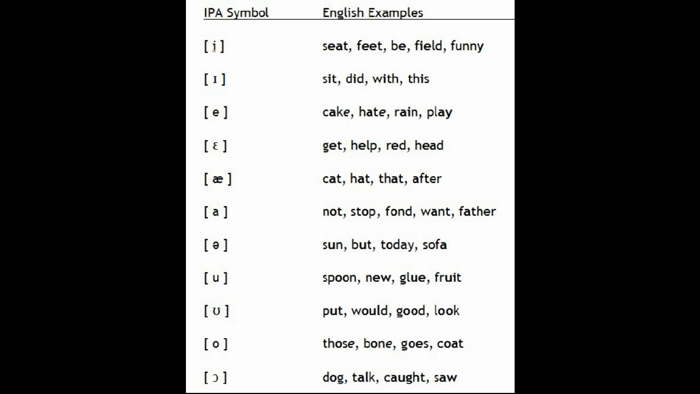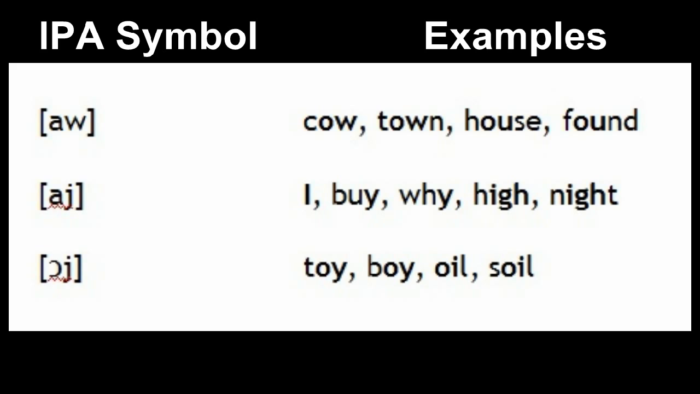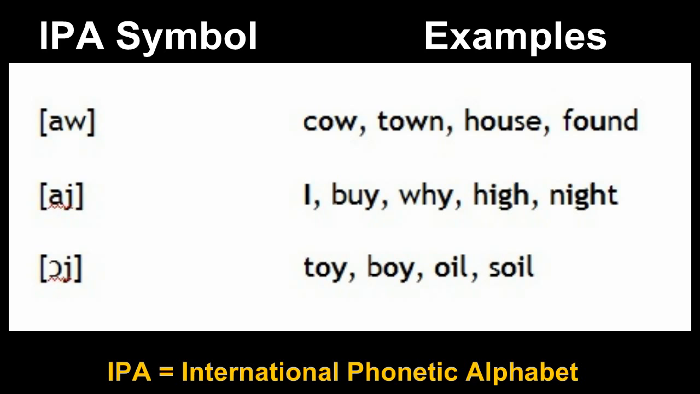I'll probably make it today. I think I have time. So let's get to the next one. Let's get to the 3 diphthongs, which are basically, there's 2 sounds in it. There's 2 sounds in it, all right? Now, the first one is cow, town, house, found. Cow, town, house, found. Now, what sound is it making? What sound is the symbol making? Ow. Cow, town, house, found.